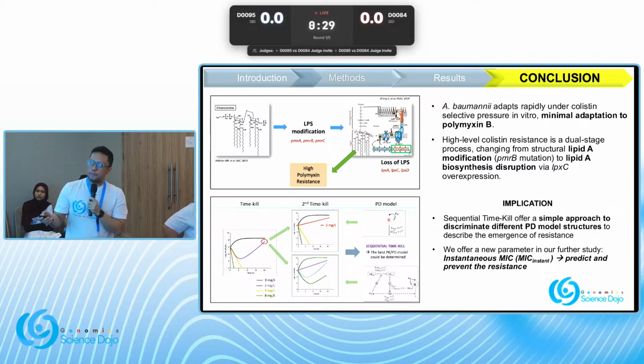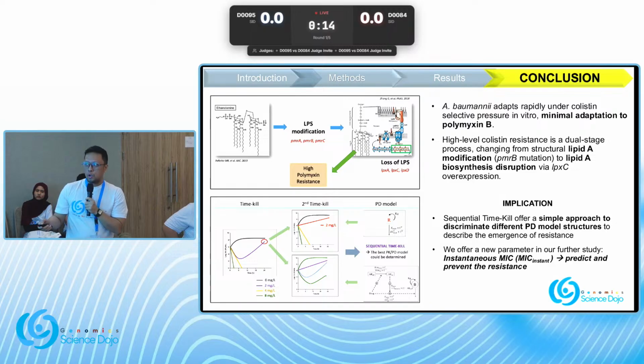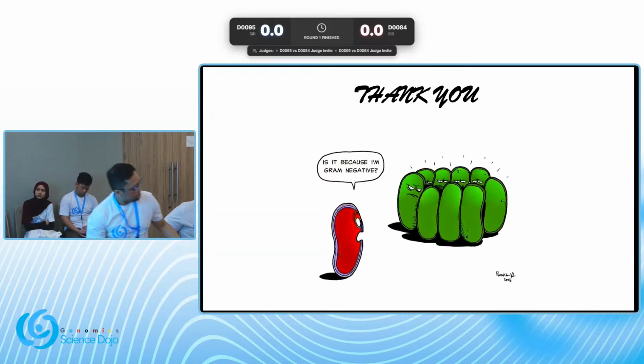So, A. baumannii adapts rapidly under colistin selective pressure in vitro, but minimal adaptation to polymyxin B. And this high-level resistance is a dual-stage process starting from the LPS modification and could develop to the loss of LPS and could lead to high polymyxin resistance. So, what is the implication of this study? The sequential time kill offers a simple approach to discriminate different PD model structure to describe the emergence of resistance, and this PD model could predict and prevent the resistance in the future of this colistin. Thank you. Okay, thank you, Team 84.